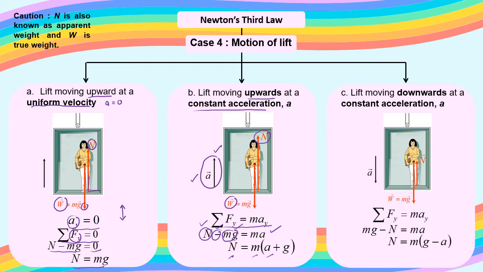The third case of the motion of the lift is moving downward at a constant acceleration. We put the direction of the motion directed downward. So total Fy equals may. Because W is in the same direction as the acceleration, the weight is positive. Because the normal force is opposite to the acceleration, we put negative N. It becomes mg minus N equals ma. So N equals m times (g minus a).